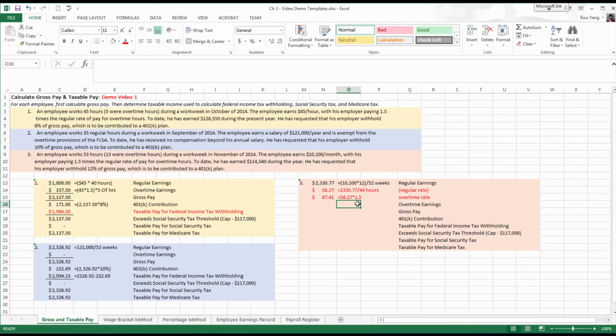Now that we know the overtime rate, we can take the $87.41 times the 13 OT hours that he had, for a total of $1,136.33. That makes his gross pay $3,467.10.